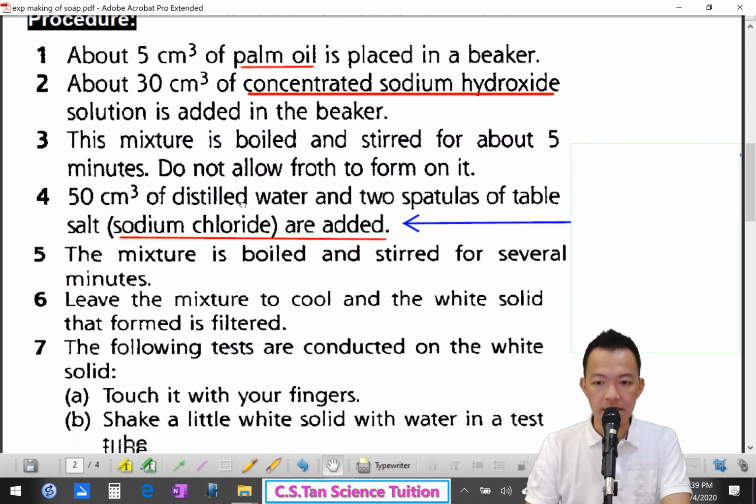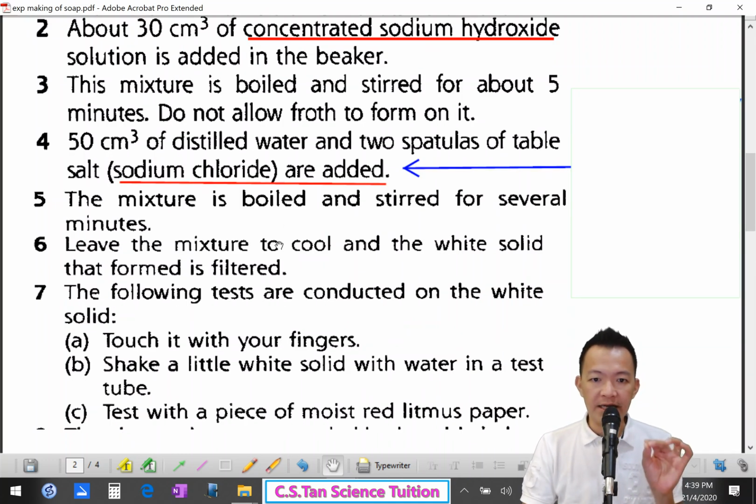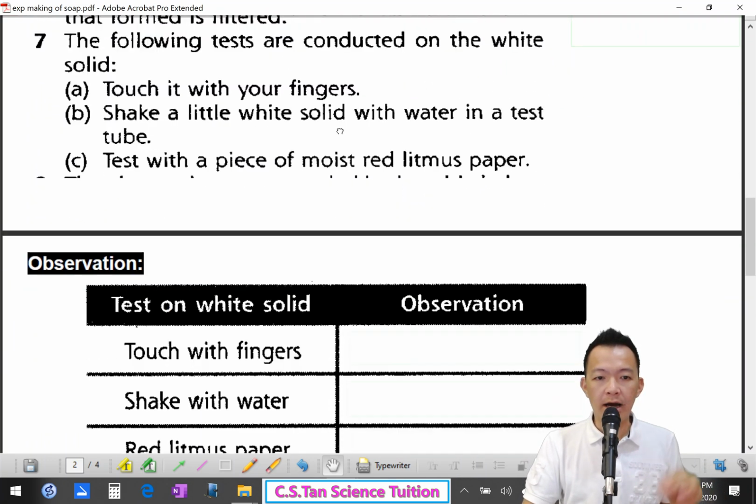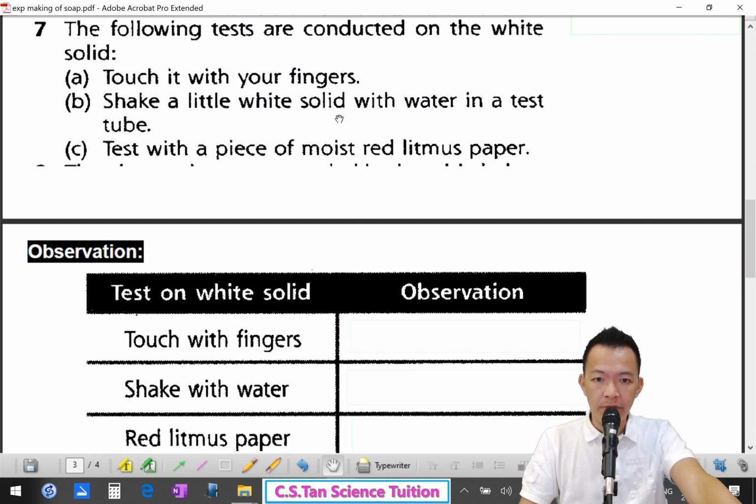Add sodium chloride. Or what is the function of sodium chloride? You copy just now. To lower the solubility of the soap in water or to precipitate the soap, to become solid and come out. Precipitate means liquid become solid. Okay. So now, after you having your soap in the filter paper, what to do?